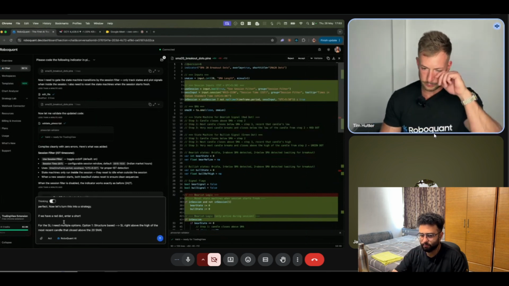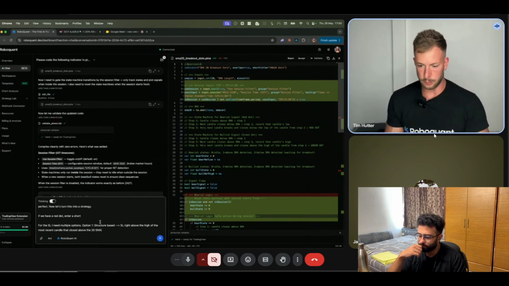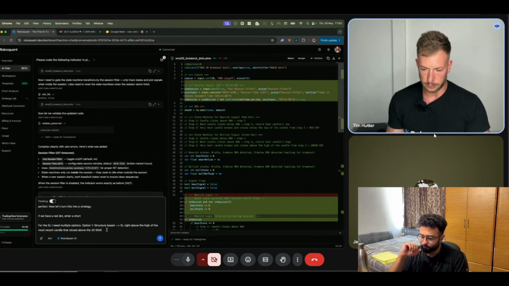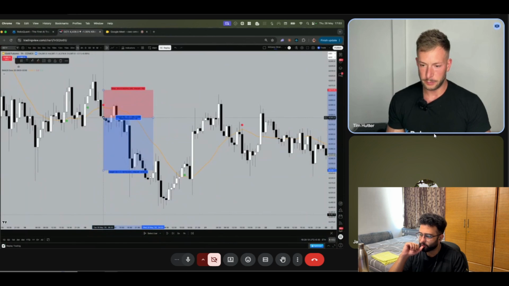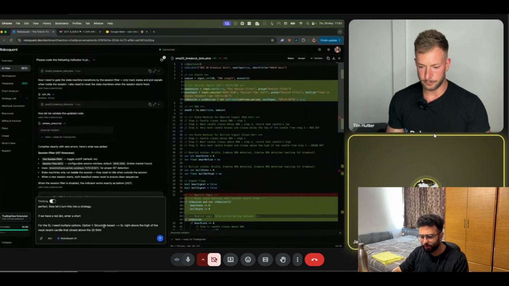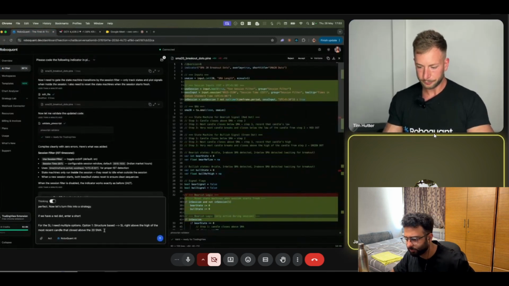I think this works. For the SL, I need multiple options. Option 1, structure-based. SL is right above the high of the most recent candle that closed above the 20 SMA. That's for shorts. So here we get the signal. What's the most recent candle closed above? This one. So SL will be here. All right. And put the target as 1:2, like just twice the size of the stop loss.